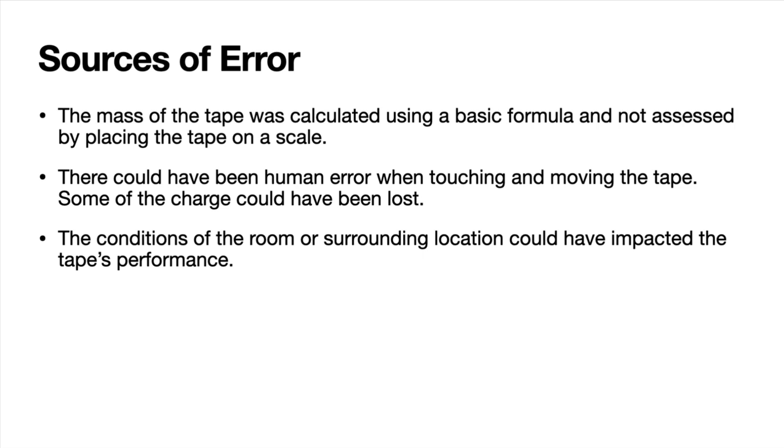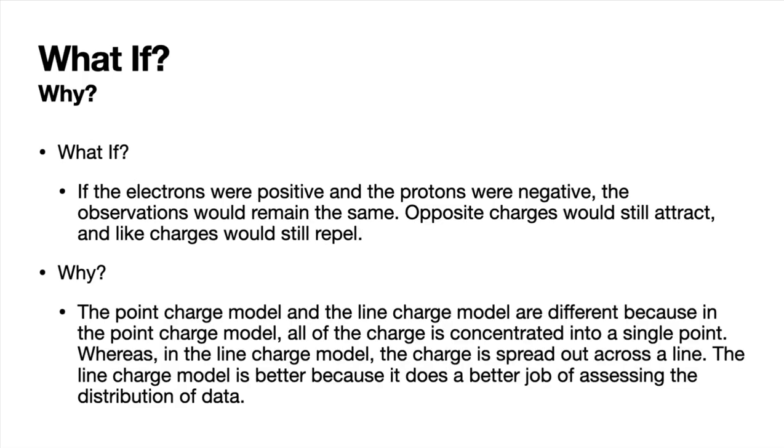Some of the possible sources of error: the mass of the tape was calculated using a basic formula and not assessed by placing the tape on a scale. So instead of using a scale, we just measured it using the formula, and then there could have been some human error when touching or moving the tape, maybe fingerprints, things like that. And then the conditions of the room, humidity might be a factor. If a room is, or temperature wise, maybe if the room is super cold versus super hot, those can be variables as well. And then what if the electrons were positive and the protons were negative?